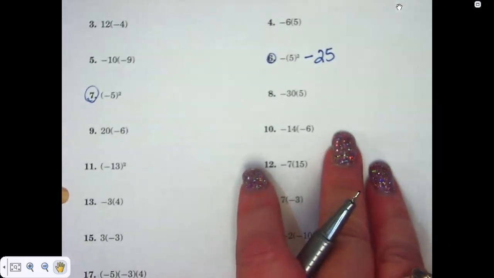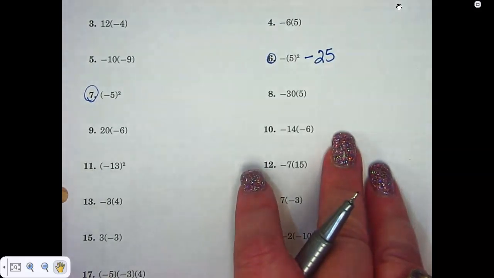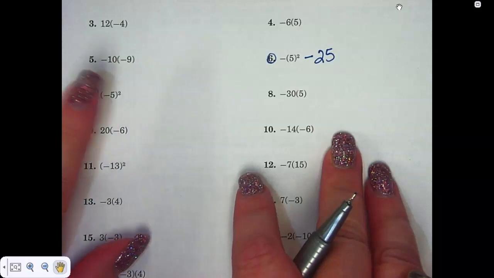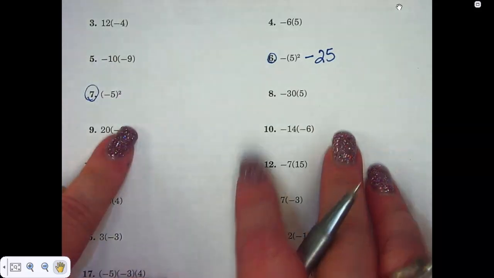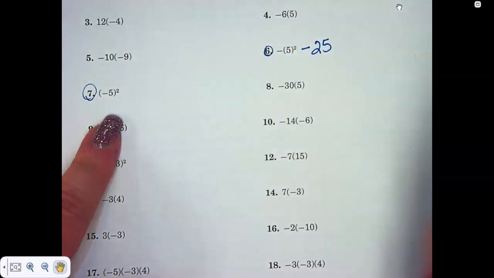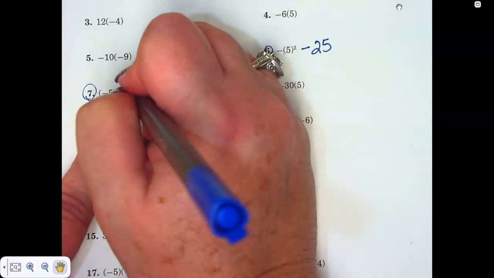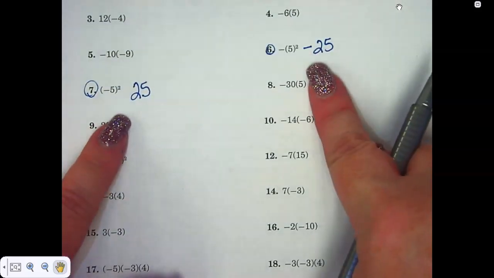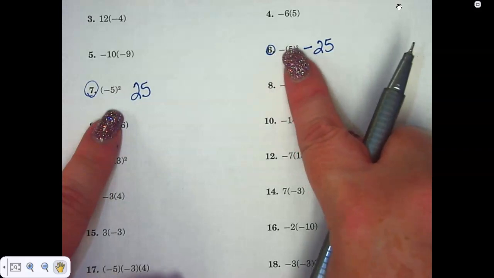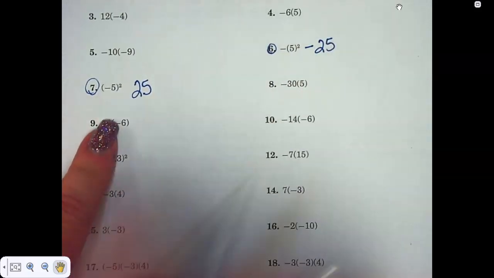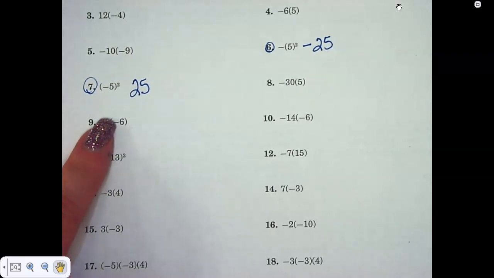Number 7 means we're squaring what number? Negative 5. The negative's inside with it. So negative 5 times negative 5. What is negative 5 times negative 5? Positive 25, right? So although they look the same, you have to pay attention to where the negative is. Is it inside or is it outside? Do you see the difference between those two problems?